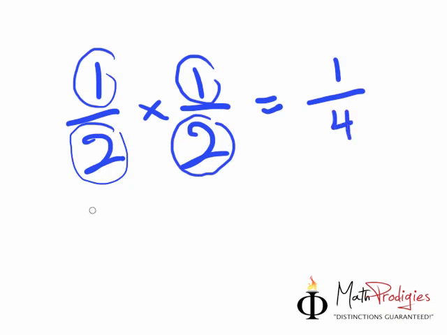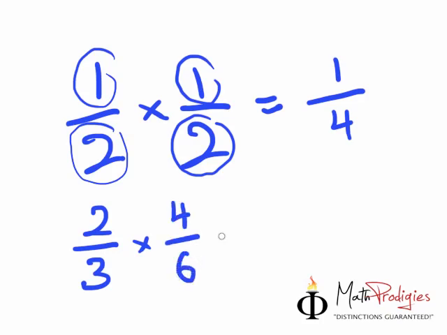Let's say I give you level 2 fractions. Let's say we give 2 over 3 times, let's say, 4 over, let's say, 6, for example. Okay. So 2 over 3 times 4 over 6. Do you need to multiply this? No, you don't need to, because this is what it looks like, okay? It's 2 times 4, so read it this way.